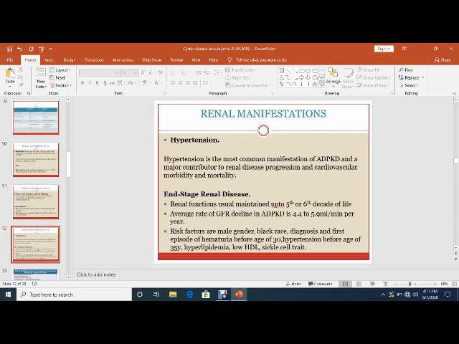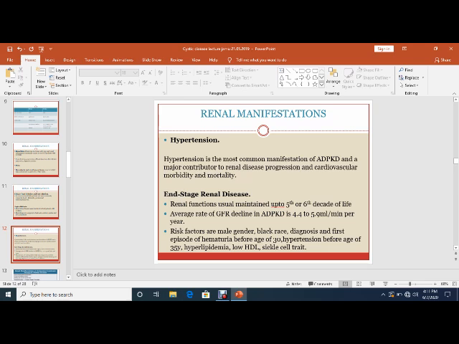As you know, blood pressure is defined as cardiac output multiplied by peripheral resistance. One mechanism is due to increased viscosity. Second, the renin-angiotensin mechanism is activated, which leads to cyst formation and hypertension.